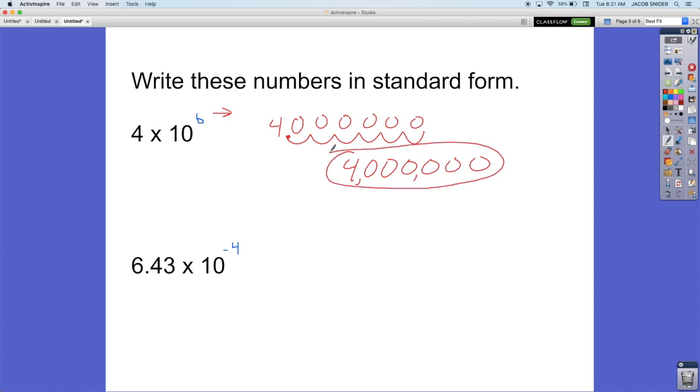Okay? What if I have a really, really small number? All right? 6.43. This time it says negative 4. Negative 4 tells me to go to the left. 1, 2, 3, 4. There we go. So I got a point, 0, 0, 0, 6, 4, 3.